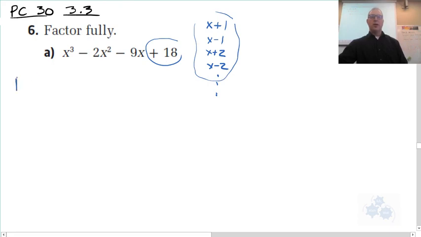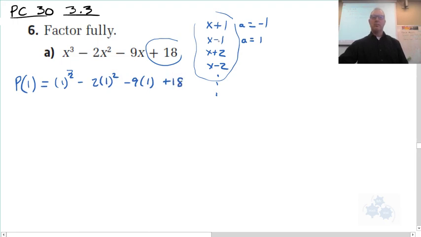So how do we test them? Well, we're going to put the a value for each one into the polynomial. 1 is an easy one to test, so I'm going to do that one first. And of course what we're looking for is a remainder of 0. If we get a remainder of 0, that means that particular binomial is a factor. So what do we get? We get 1 minus 2 minus 9 plus 18.